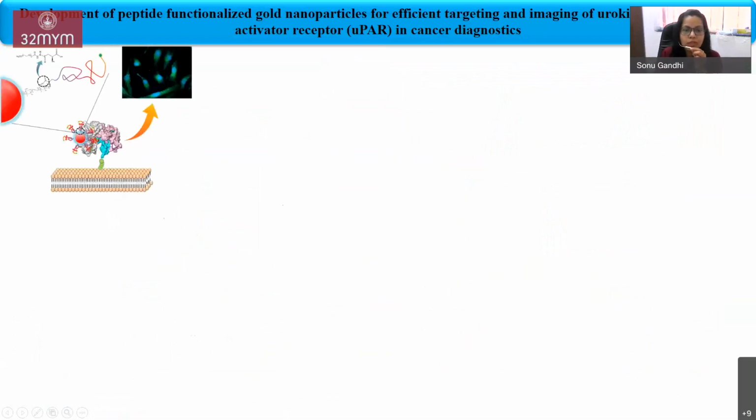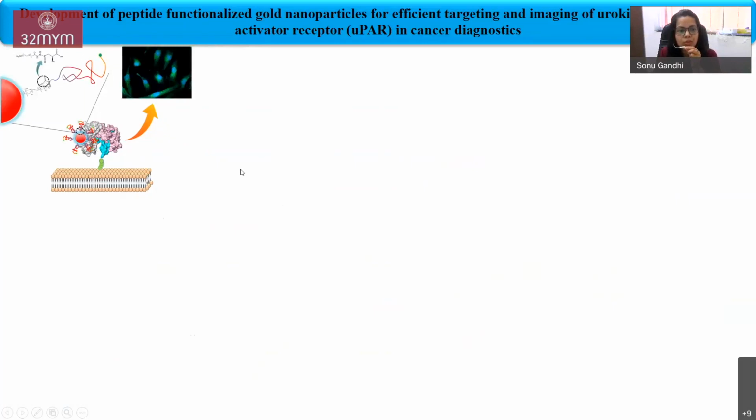This is a very recent study we have done. Here we have used the urokinase plasminogen activator receptor. This receptor has a GPI linker that does not cross the cell membrane, and this receptor binds with the uPA and vitronectin. So these two ligands we synthesized and labeled the gold nanoparticles with the polymer, and functionalized it with the peptide. This peptide is conjugated with FITC.